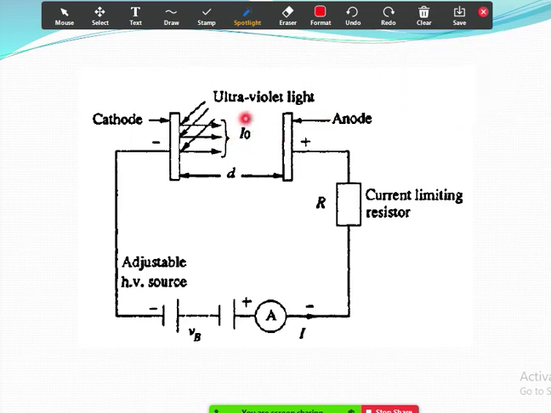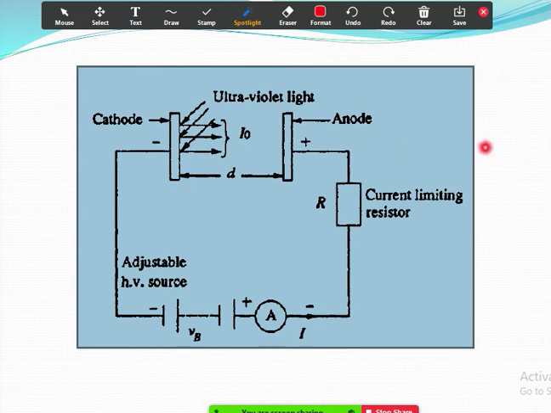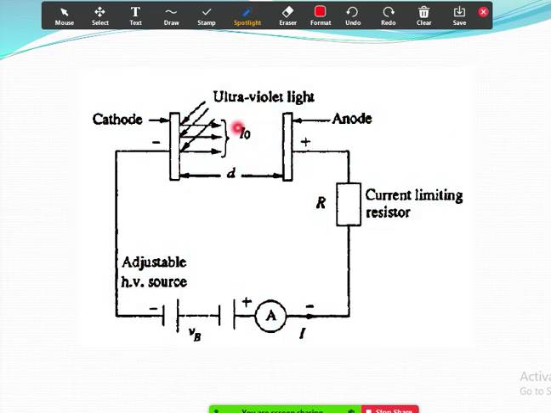Suppose initially I naught is the current that is generated because of electrons, because of the UV light falling on the cathode. So current is nothing but electrons. When these electrons collide with the atoms present in the gas, those collisions will lead to a few more electrons and ions.